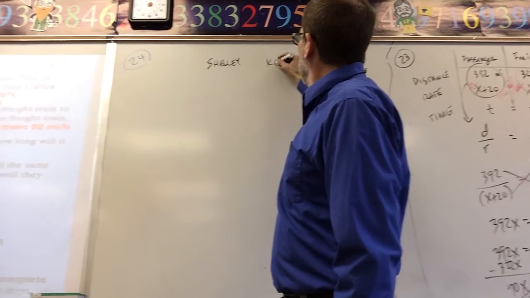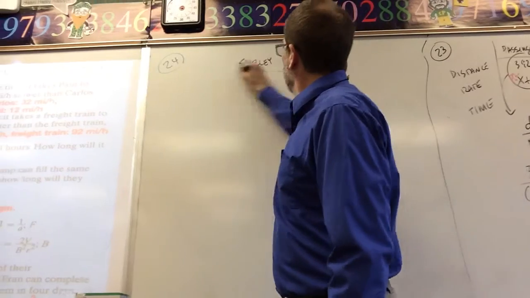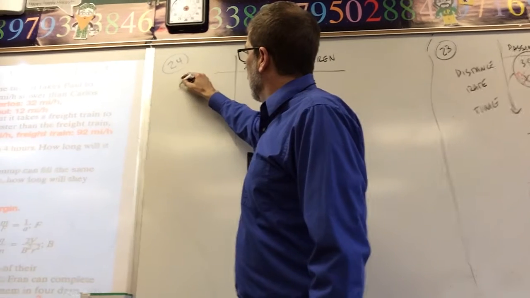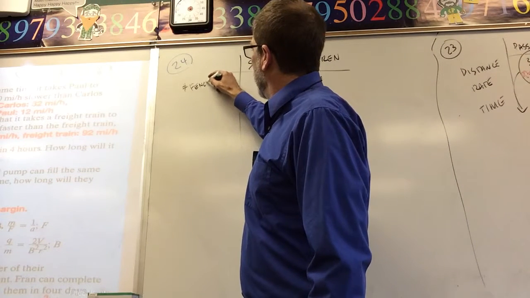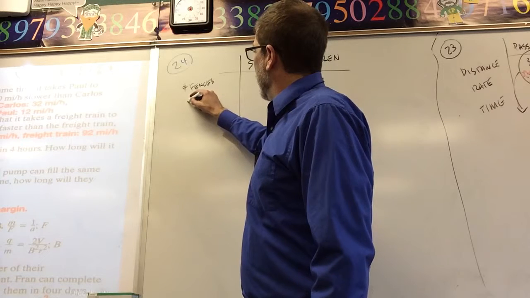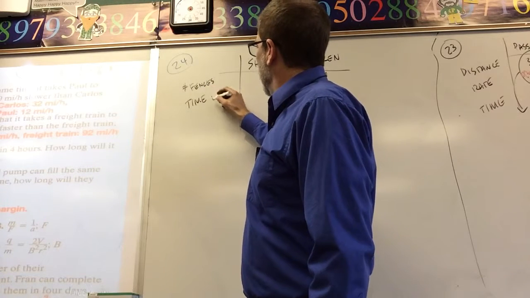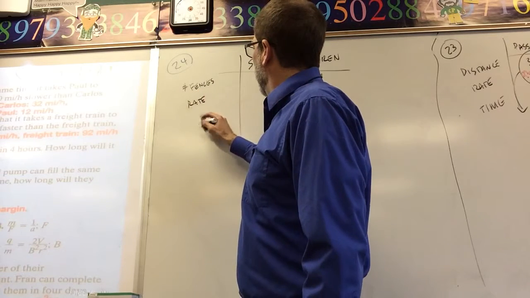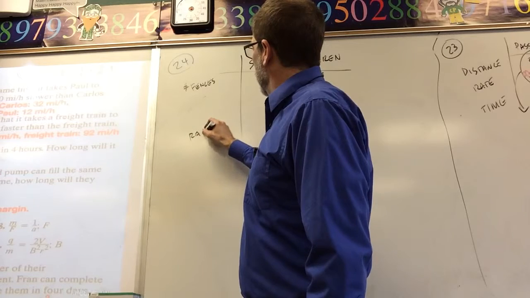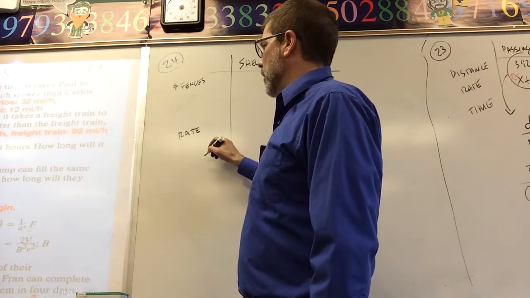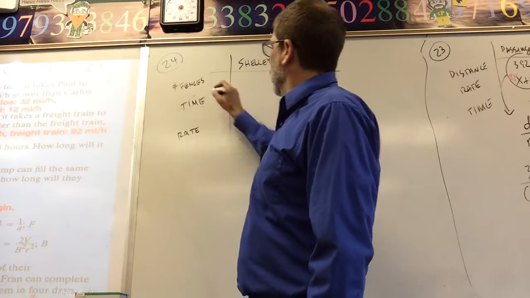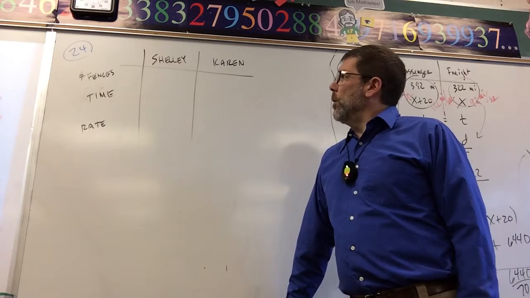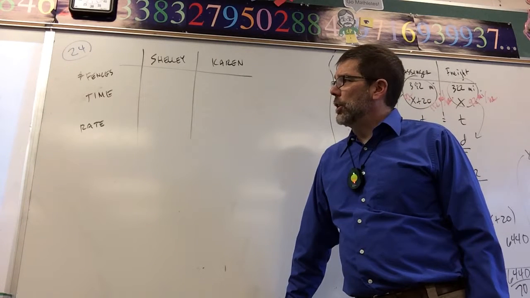So Shelley, Karen. Let's see. We're going to have, in a sense, the number of fences that we're painting, and we're going to have the time, or let's call it a rate to paint the fence, and then we're going to need a time, okay? So how many fences does Shelley paint in this scenario?